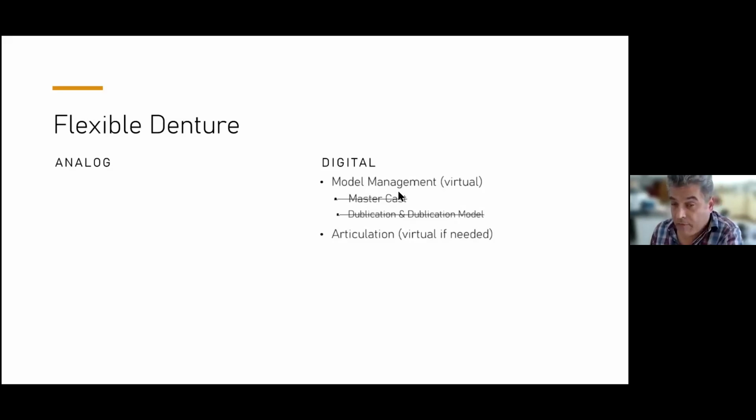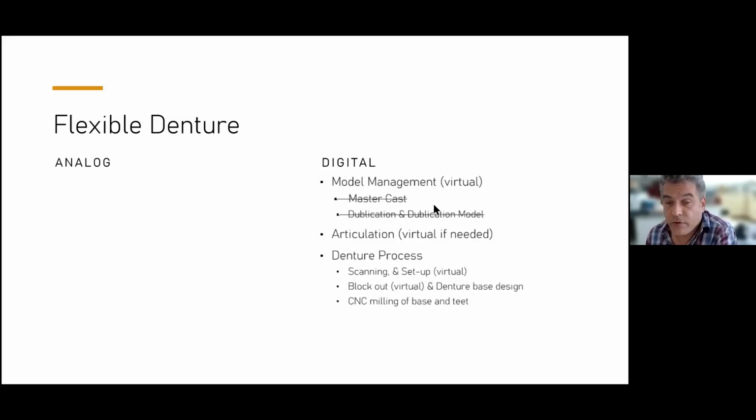On the model, if you don't need to print something and you don't need to duplicate something, you don't need to block out or use any silicone or any agar agar for duplication. Articulation, if you need to do it, you can do it virtually. And the denture process, you scan. If you have a model, if not, you just import the file, you set up virtual, you block out virtual, everything is virtual, and then you can mill it out of a CNC machine.